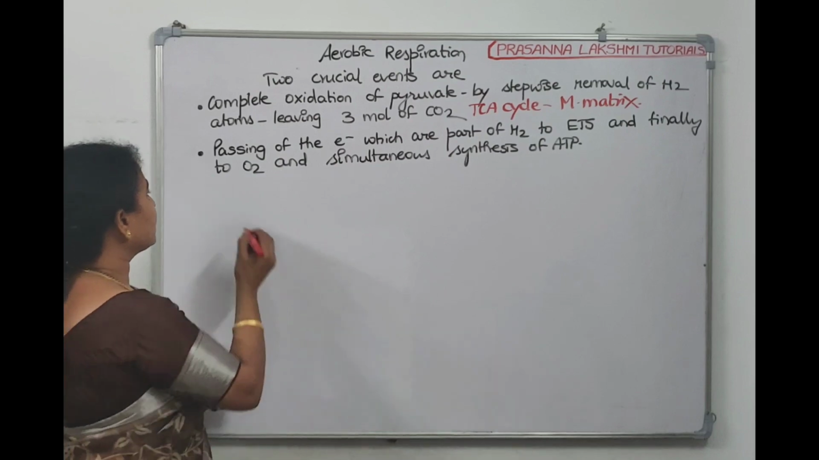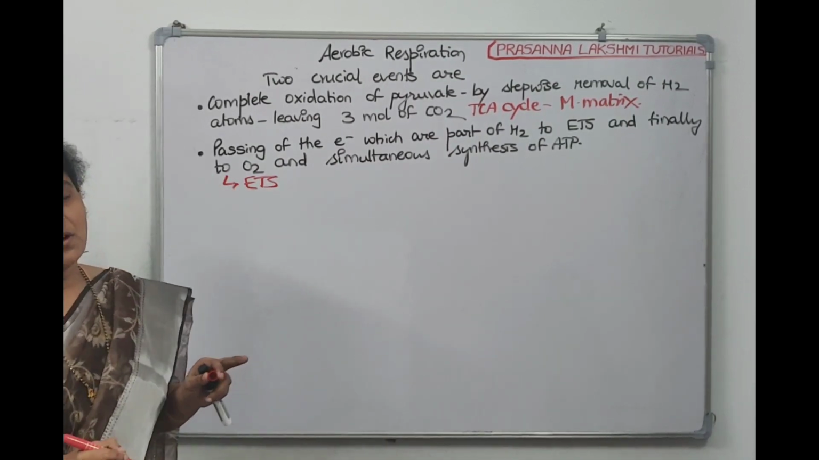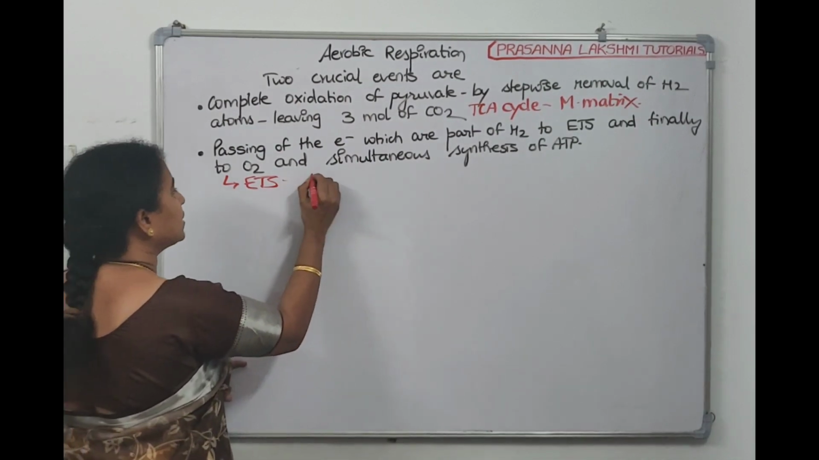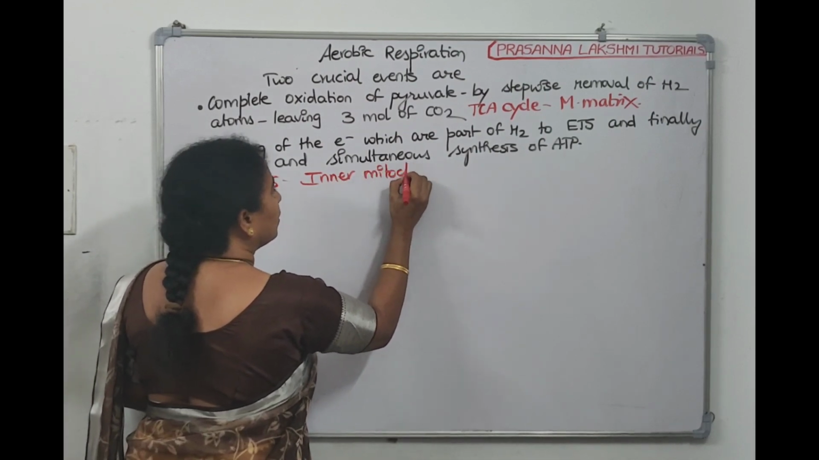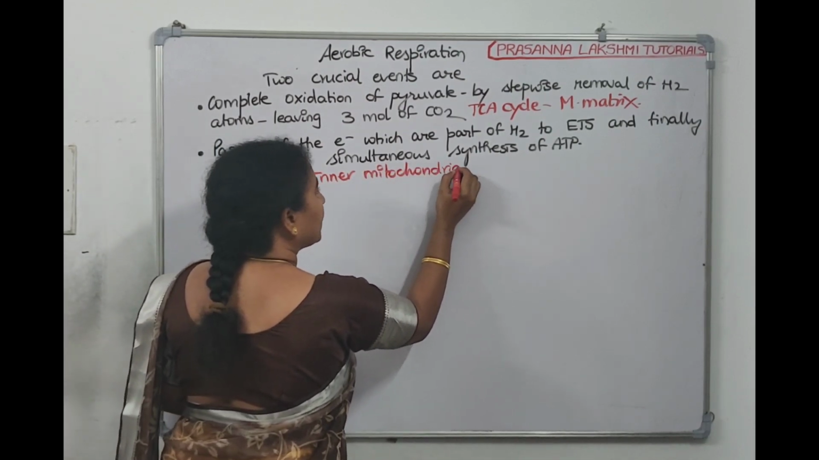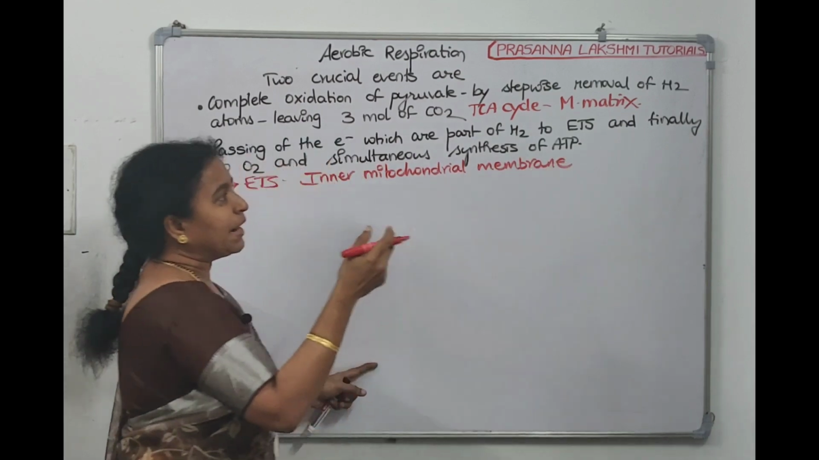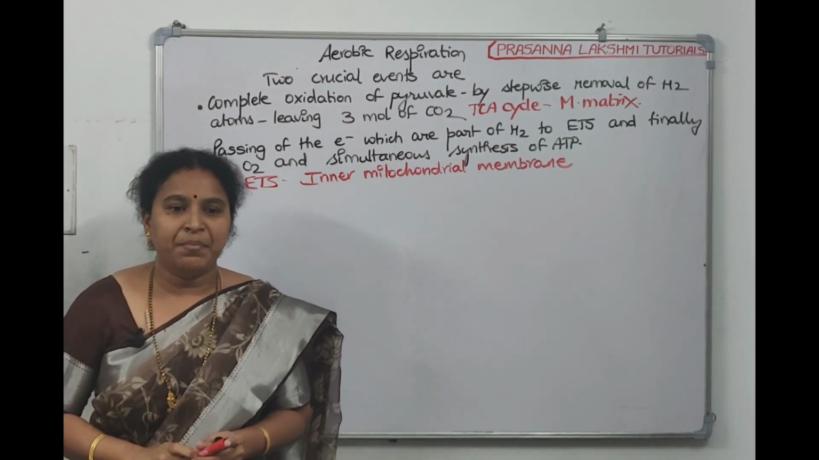What is this called as? This is called as electron transport system. And where does the electron transport system occur? On the inner mitochondrial membrane. ETS occurs in the inner mitochondrial membrane. One step occurs in the mitochondrial matrix. The next step occurs in the mitochondrial membrane.